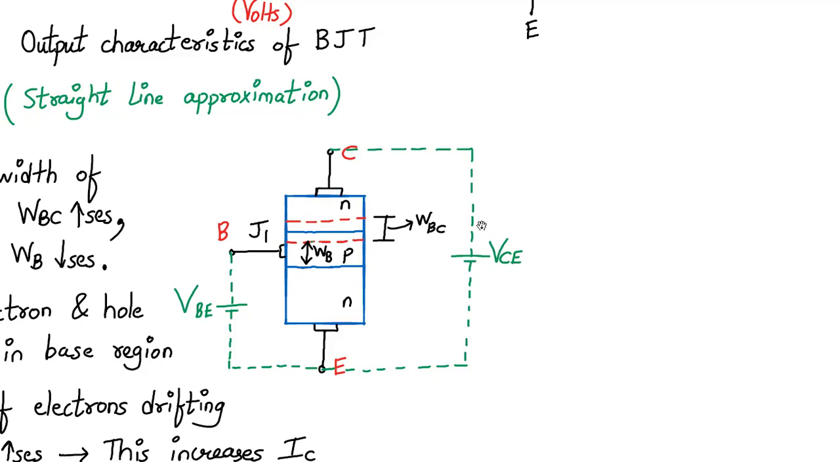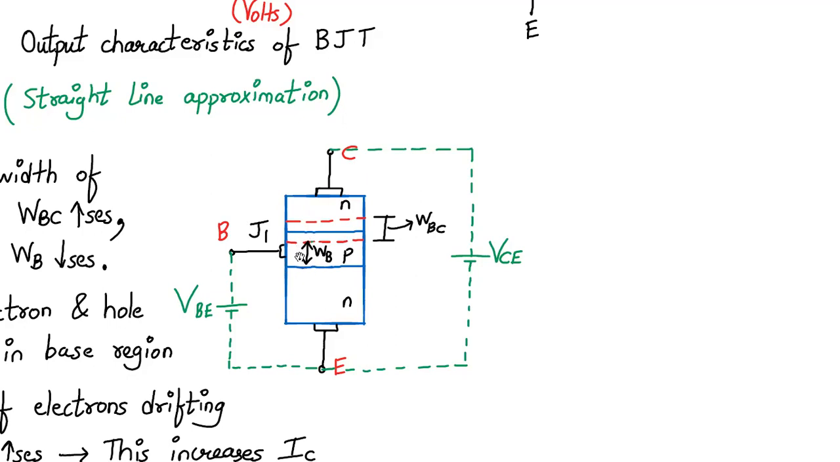Correct? Because we are applying a positive value to the N silicon over here. Collector is N silicon, so the base collector junction becomes more and more reverse biased, because VB is kept almost constant in the output characteristics. So what really happens is, as your collector to emitter voltage increases, the width of the depletion region VBC increases, and therefore the effective width of the base region decreases.